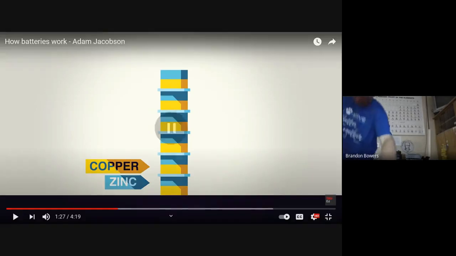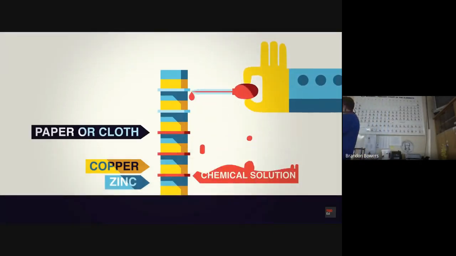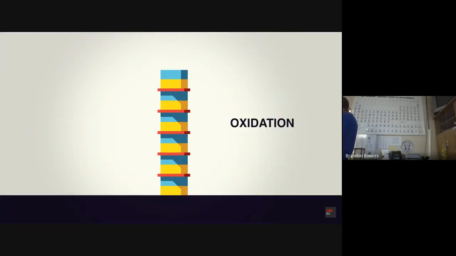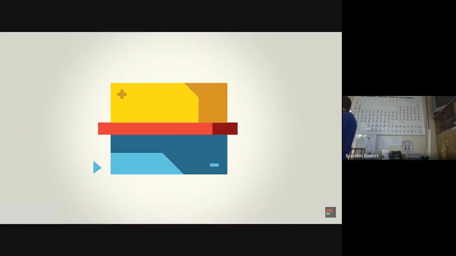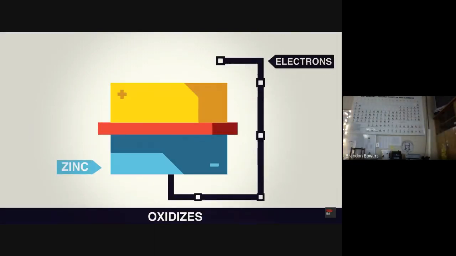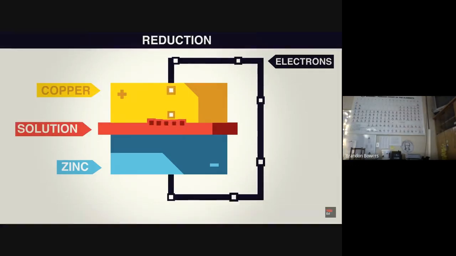He tested his idea with a stack of alternating layers of zinc and copper. That's exactly what we're going to build tomorrow. Pretty similar, separated by paper or cloth soaked in a saltwater solution. What happened in Volta's cell is something chemists now call oxidation and reduction. The zinc oxidizes, which means it loses electrons, which are in turn gained by the ions in the water in a process called reduction, producing hydrogen gas.